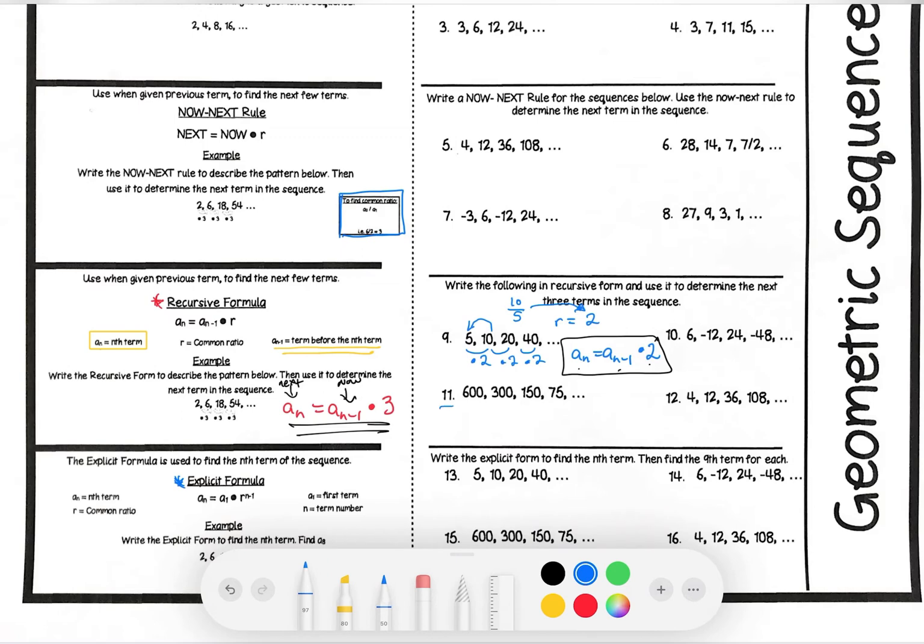And so I'm going to skip here to 11. We need to write a now next rule. We already know a sub n equals a sub n minus 1 times, well, what is our common ratio? Well, we take 300 and divide it by 600.